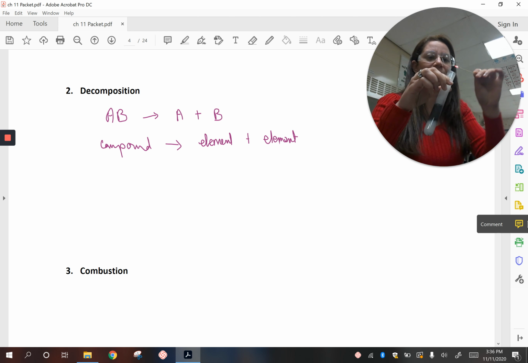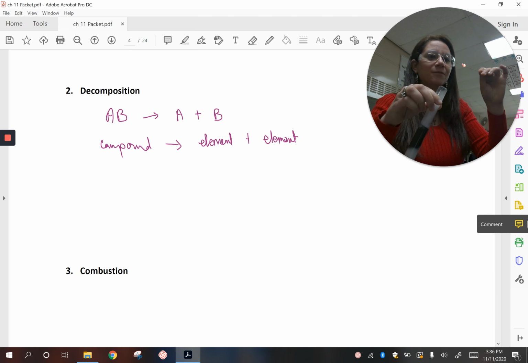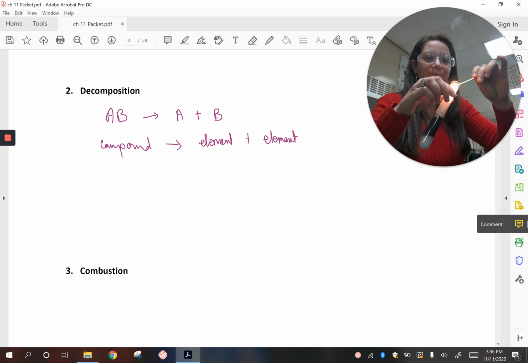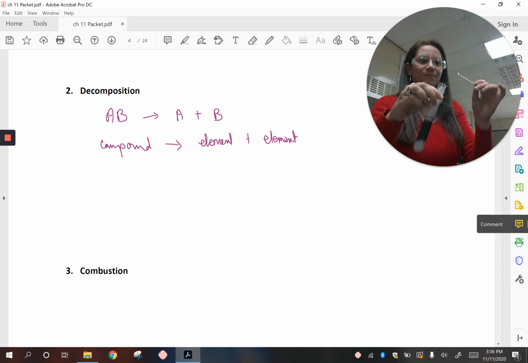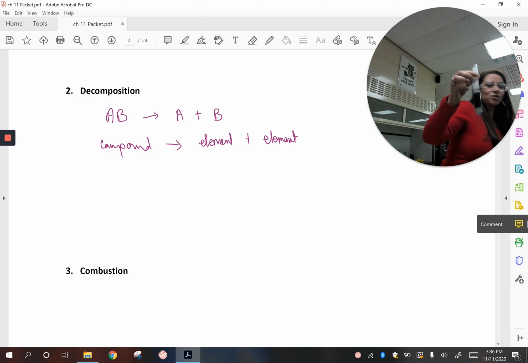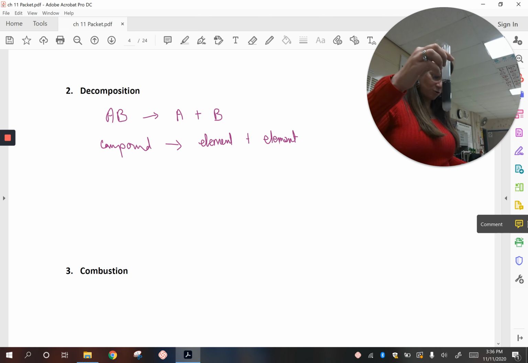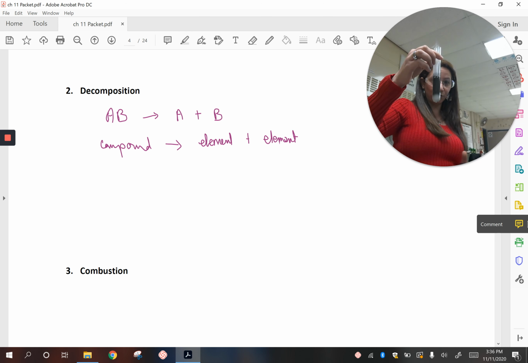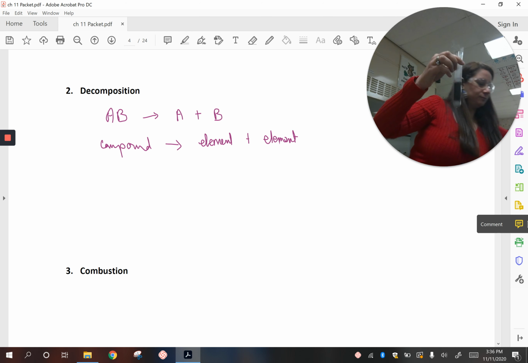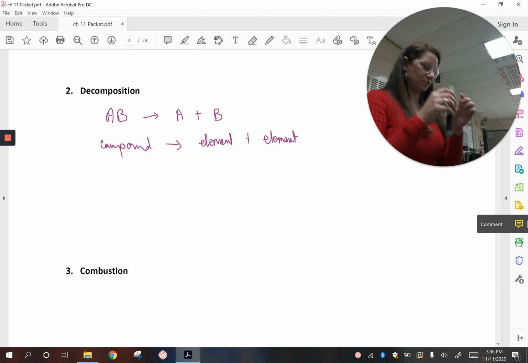Isn't this cool? Could do this for hours. So my hydrogen peroxide is H2O2. So let's write that down.